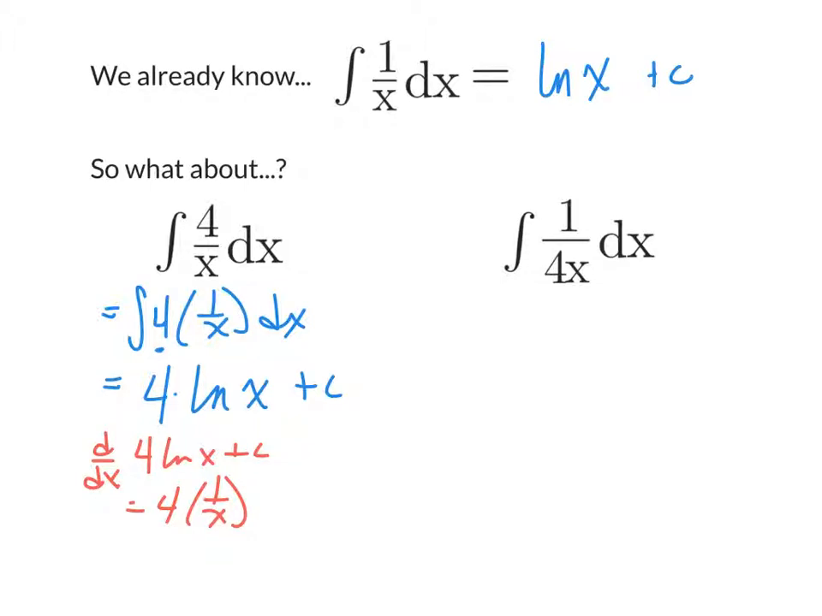When we have 1 over 4x, don't be fooled into thinking that 4x is inside, which, I mean, you could look at it that way, but it's a lot easier to view 1 over 4x as 1/4 times 1 over x dx. Then we have that coefficient of 1/4 times the integral of 1 over x, which would be the natural log of x, plus c.